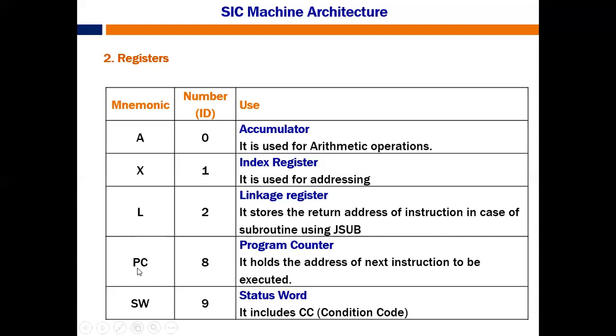And then the fourth one is PC, program counter, which has the ID 8. This program counter holds the address of the next instruction to be executed. This is very, very important, because we are going to use all these in the object code generation. Then SW, that is status word, has the ID 9 and it includes the condition code.